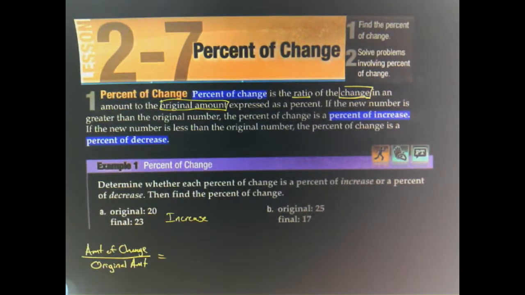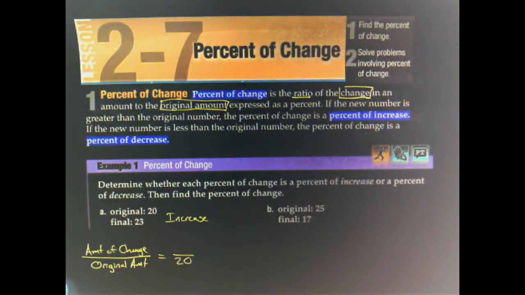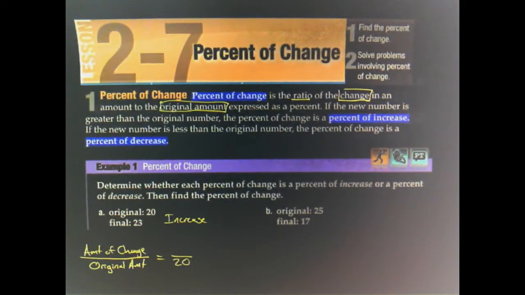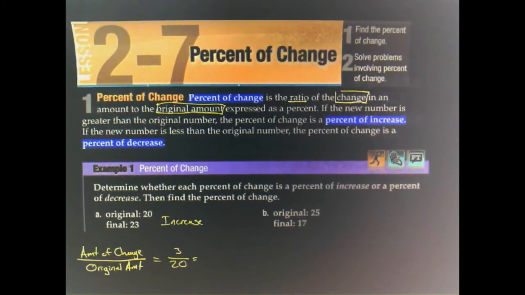So easy enough. On the bottom we know we're going to have 20 because that's the original amount. It says original right next to it, 20. On top we have the amount of change. Well, how much did it change? For us it's pretty easy to see it's 3. If you did have a more difficult problem, something that's not as straightforward, you would subtract the two. 23 minus 20 is 3.